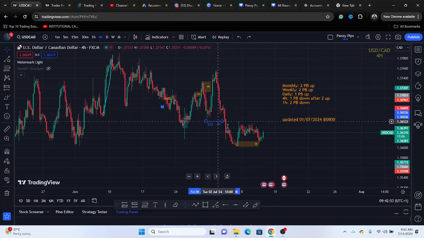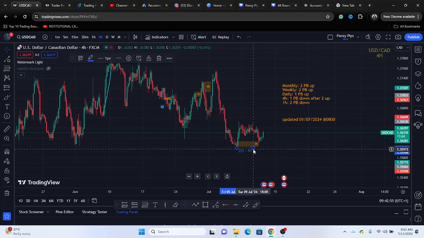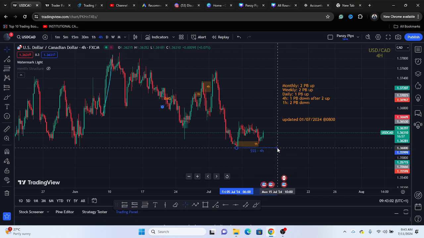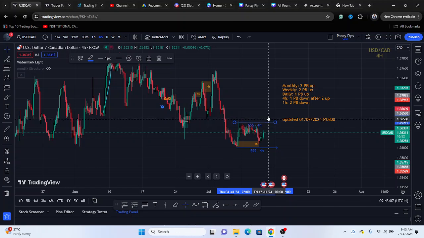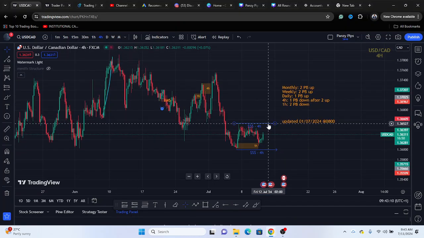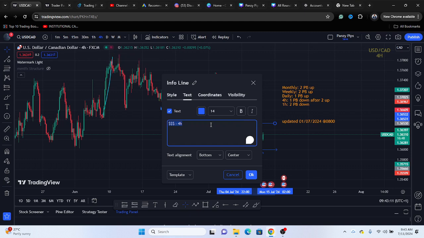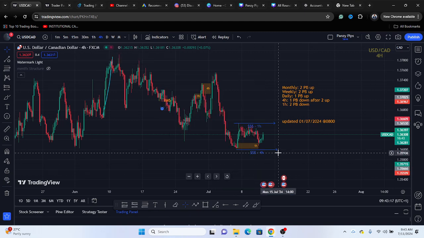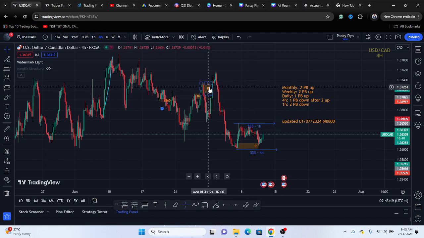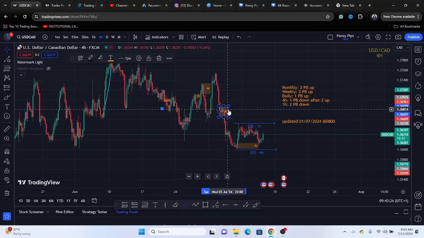Okay, so for now we are bearish on the 4 hour. And then we are bullish on the 1 hour. Interesting, right? Okay, so this is 1 hour. And our 4 hour zone is here. It's my 4 hour zone.